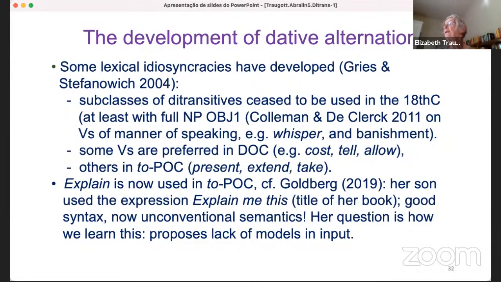Why do people stop using ditransitives? I have no answer to that, but I'm sure you are wondering about it. It seems to be simply a matter of almost ad hoc choices that then become conventionalized. Coleman and de Clerk noticed that whisper-type verbs, manner of speaking-type verbs, simply disappear from the corpus in the 18th century. Why? They have no idea, and I have none either. It's sort of fascinating why things disappear. I think there was a question in the forum about why things disappear. I really don't know. It has to do with what people choose for cultural or other reasons to replicate or not.